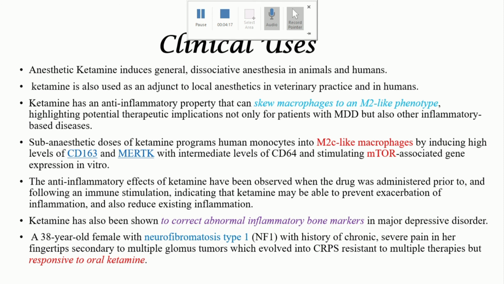A 38-year-old female with neurofibromatosis type 1, with a history of chronic severe pain in her fingertips secondary to multiple glomus tumors which evolved into CRPS, was resistant to multiple therapies but responsive to oral ketamine.